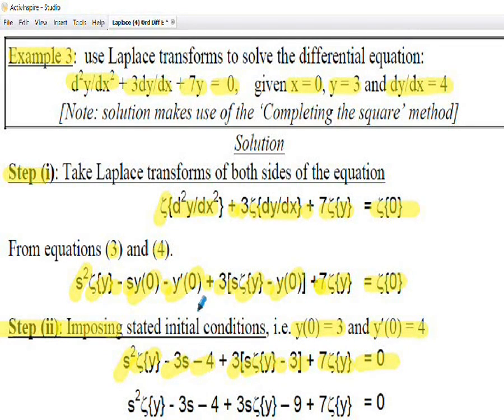Okay, what I'm doing now is expanding the terms here, so I get s squared Laplace of y minus 3s minus 4, then plus 3 times the s times the Laplace of y, and then the 3 times the minus 3 gave me minus 9. So I've expanded that term there. The rest of the equation is the same.